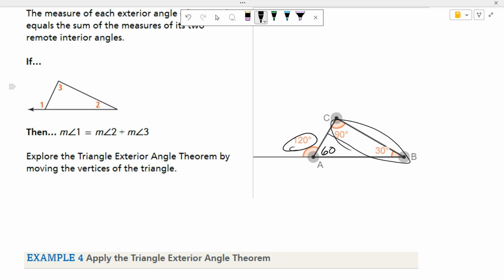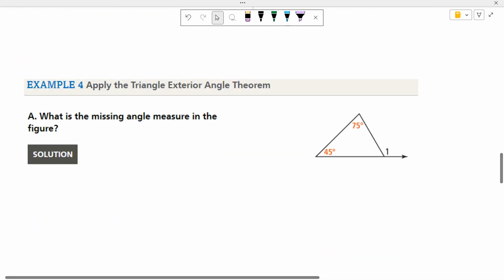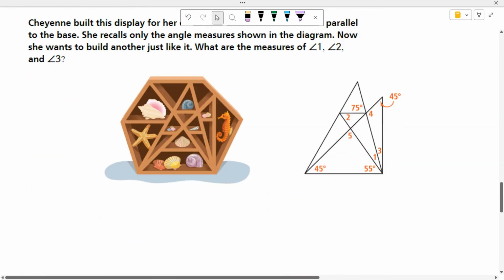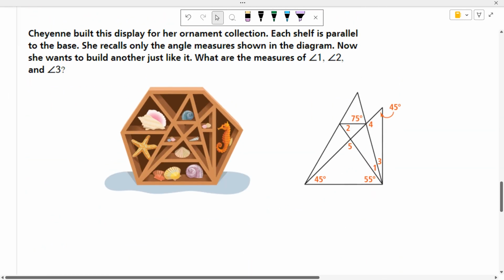So this is its linear pair. These are the two remote interior angles. So this is equal to this plus this, always, always, always. Okay? So if you take these two, you don't have to figure out this one. Now, if you wanted to, you could, but you don't have to. You can just add up these two to figure out angle 1. So 45 and 75 make 120. Now, if this is 120, you know this is 60, which makes that 120, but you don't have to do that step because the exterior angle equals the sum of the two remote interior angles.